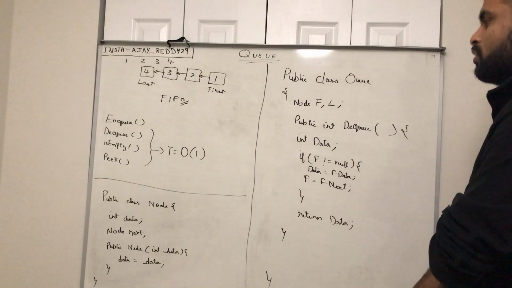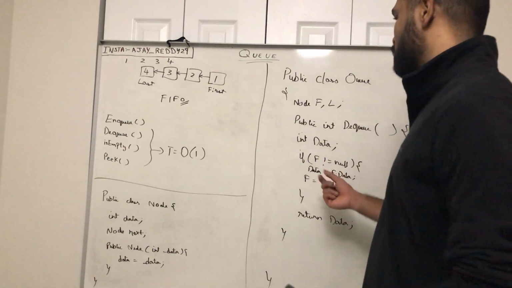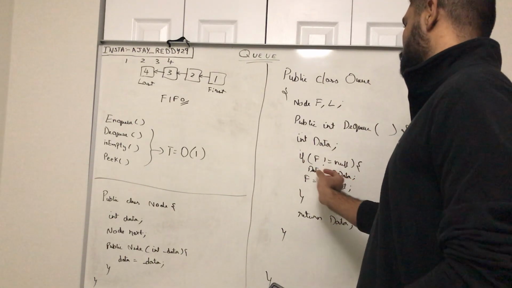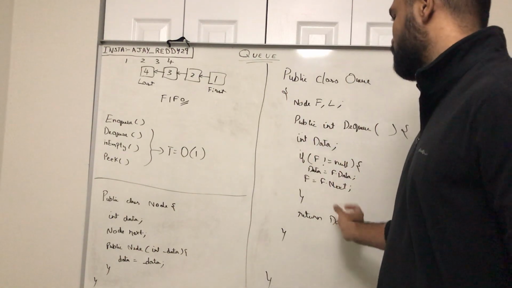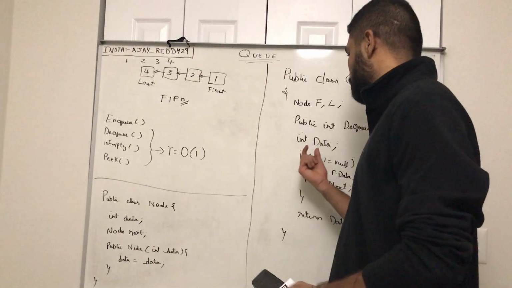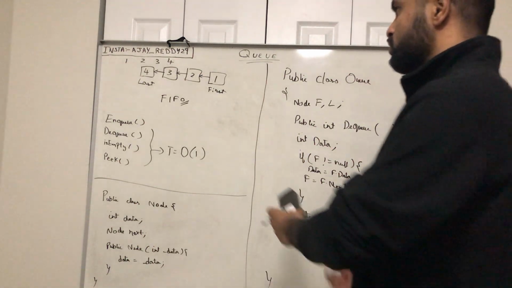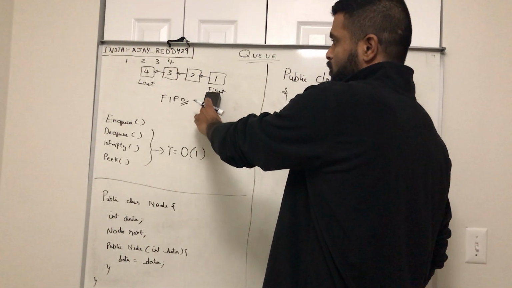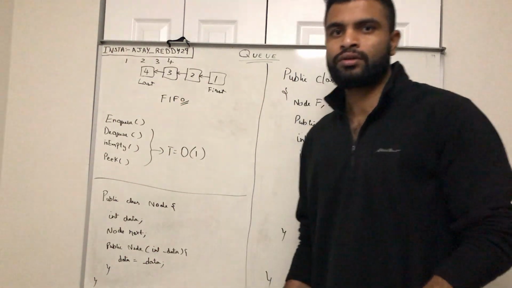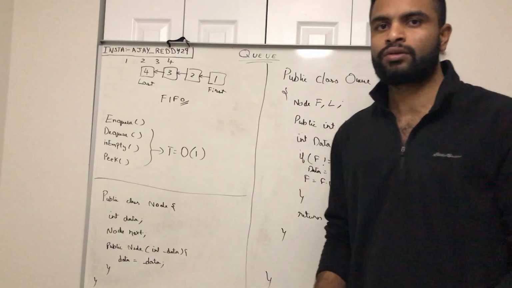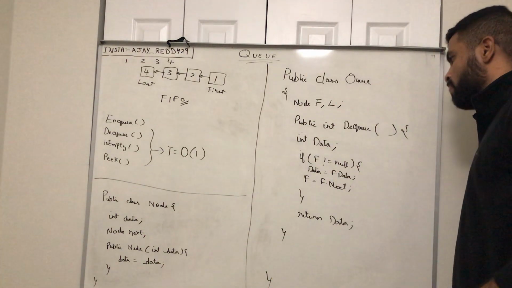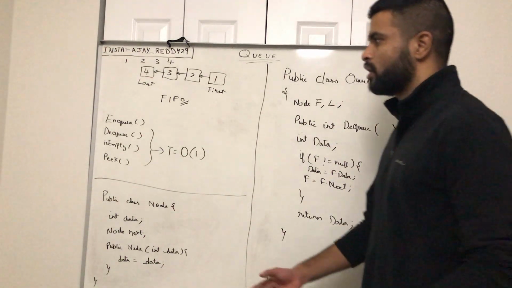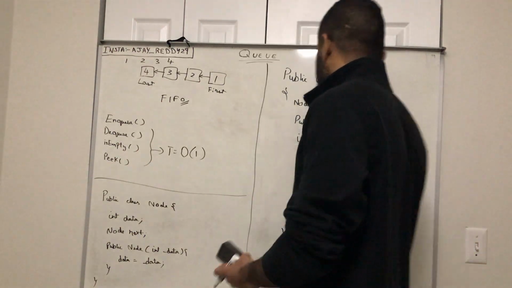Here, if you can see, I'm storing the first data in this variable, and finally returning the data. So for that reason I'm declaring the data variable. I'm just changing the pointer of the first to first dot next, so that way I can remove the element which is inserted first. So this is the function for dequeue, and let's see how we can implement the function isEmpty.